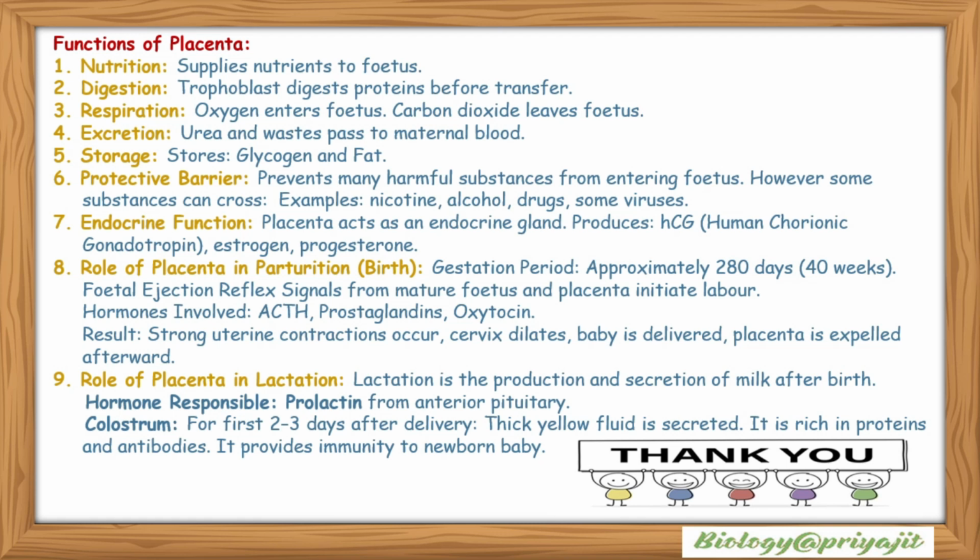Role of placenta in lactation: lactation is the production and secretion of milk after birth. Hormone responsible: prolactin from anterior pituitary. Colostrum: for first 2 to 3 days after delivery, thick yellow fluid is secreted. It is rich in proteins and antibodies. It provides immunity to newborn baby.